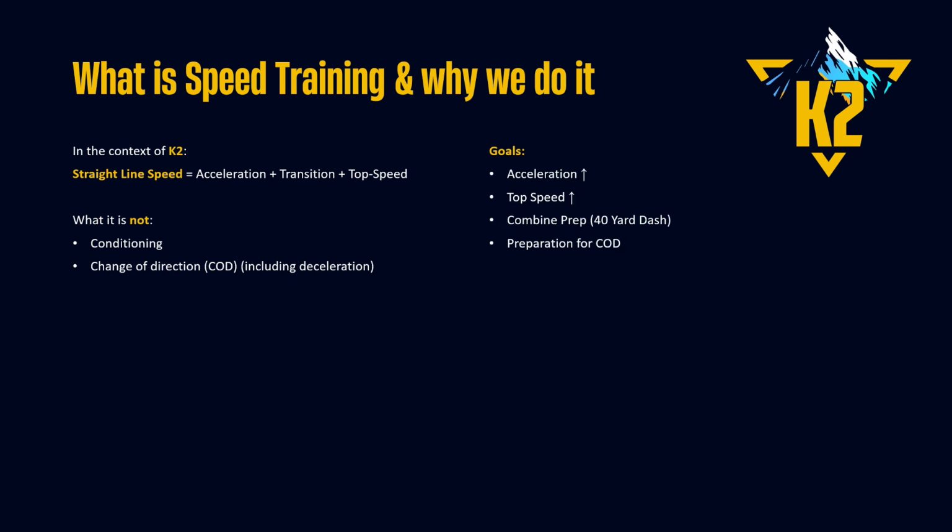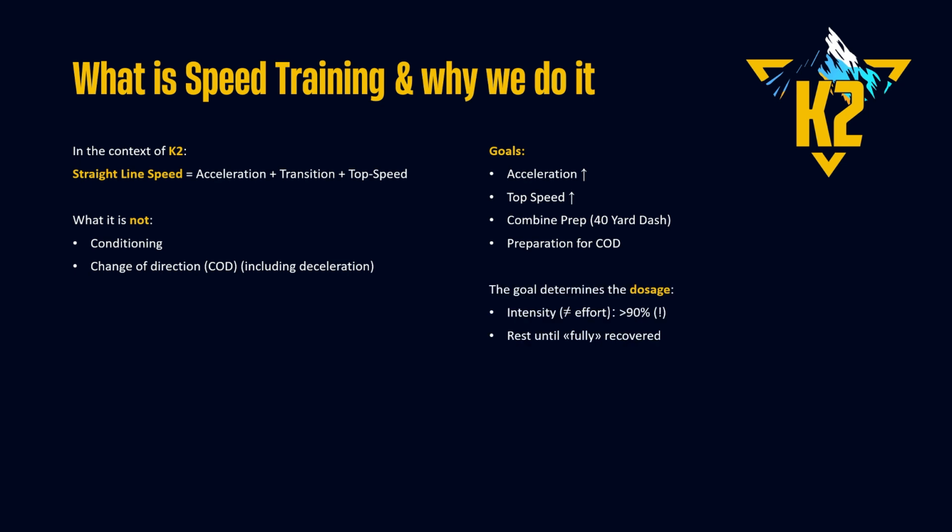Why do we do it? There are usually goals if we do something. In this case, mostly it's to improve acceleration and/or top speed. Sometimes the goals are a little bit more specific. For example, we want to improve our 40-yard dash, or it could be as a preparation for change of direction, since speed is kind of a basic skill that we need to have also for change of direction.